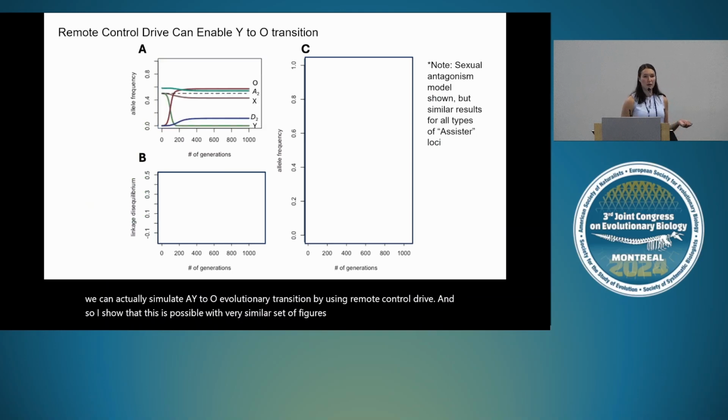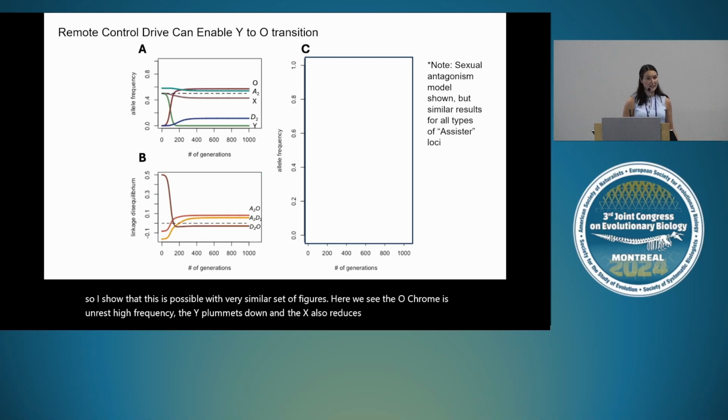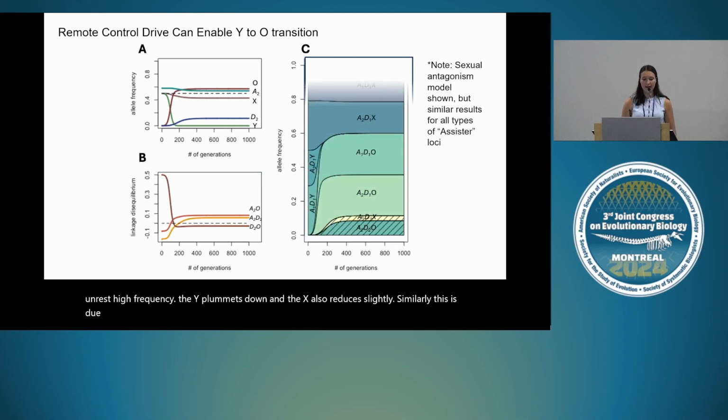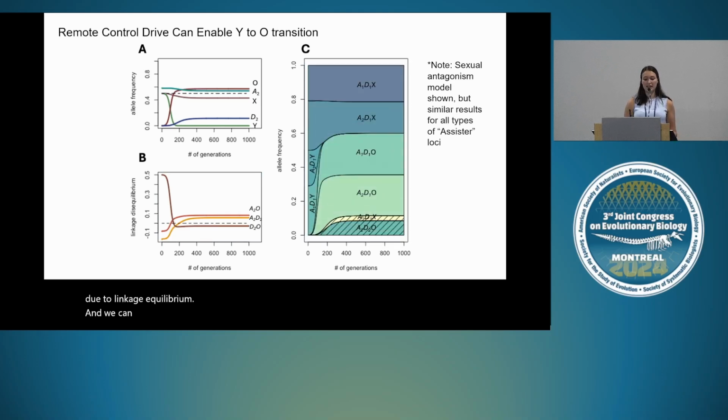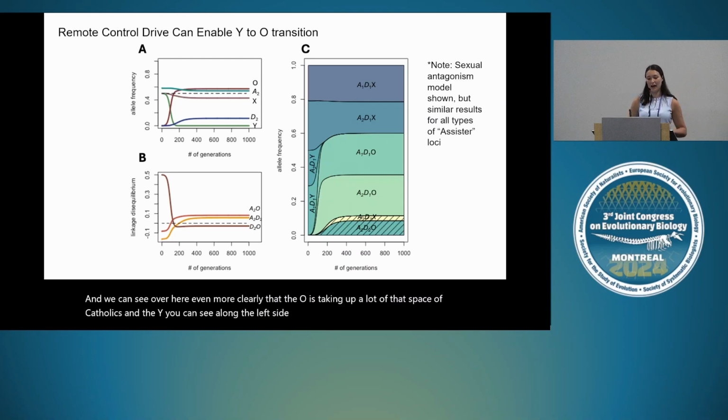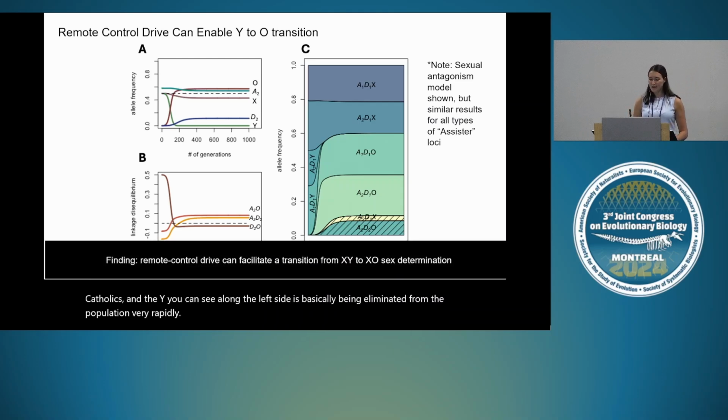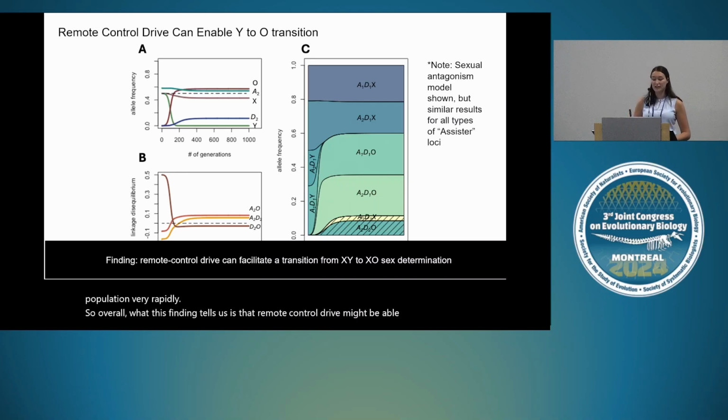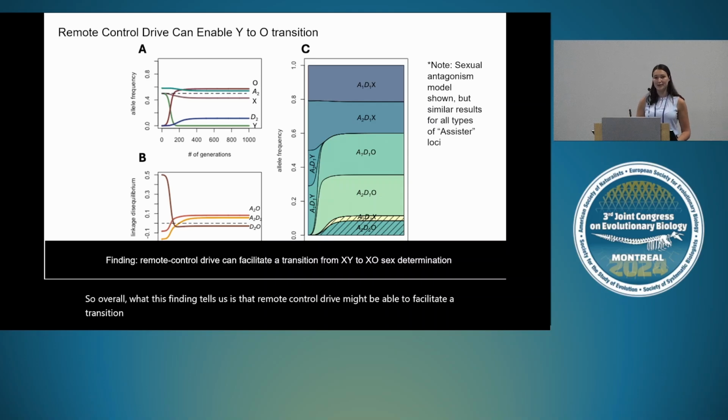Here we see the O chromosome rise to high frequency, the Y plummets down, and the X also reduces slightly. Similarly, this is due to linkage disequilibrium. And we can see over here even more clearly that the O is taking up a lot of that space of haplotypes, and the Y, you can see along the left side, is basically being eliminated from the population very rapidly. So overall, what this finding tells us is that remote control drive might be able to facilitate a transition from XY to XO sex determination.